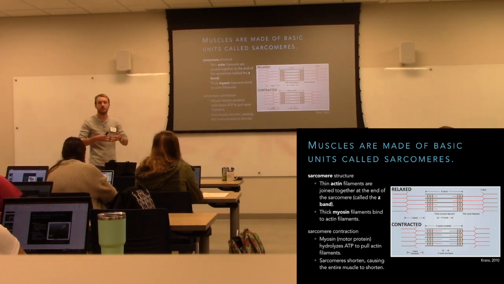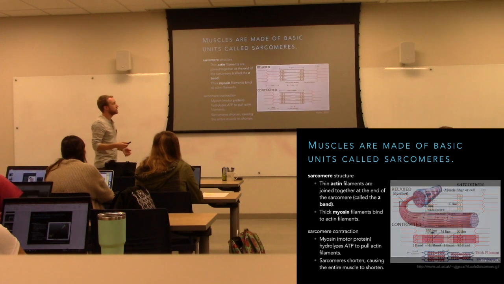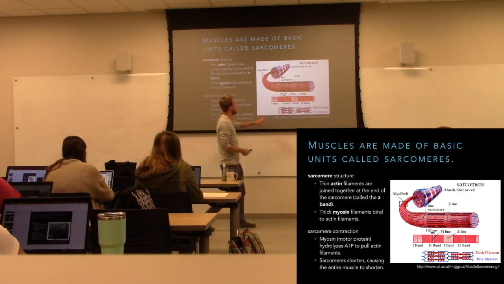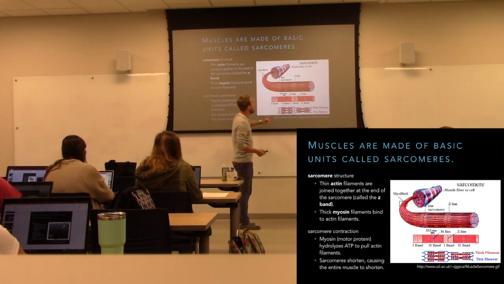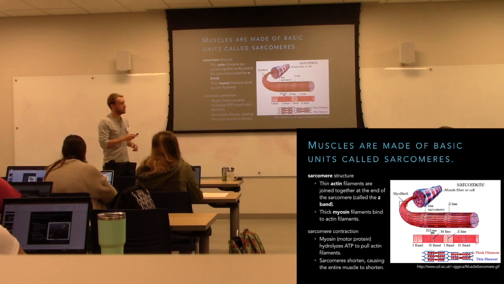These filaments don't change size. They just slide along each other to shorten the overall length of the sarcomere. That's going to shorten the overall length of the muscle because the muscle is just made of a whole bunch of sarcomeres. These sarcomeres come together to form bands of protein called myofibrils. Here's your myofibril. This is one of the many myofibrils that we find in muscle fibers, or myocytes, muscle cells.